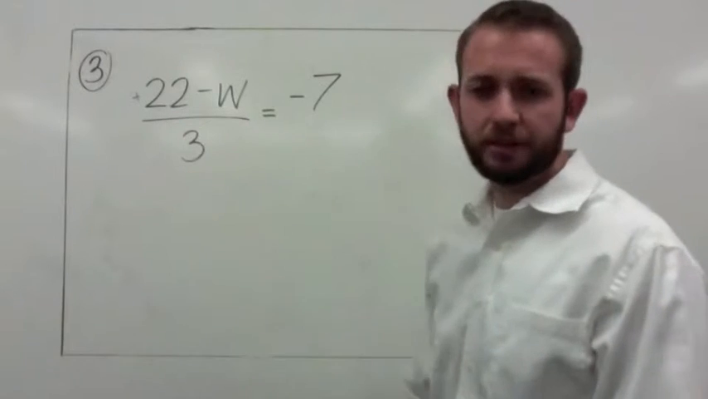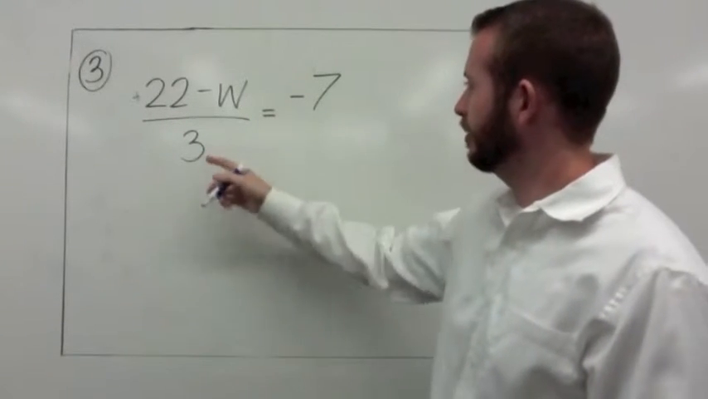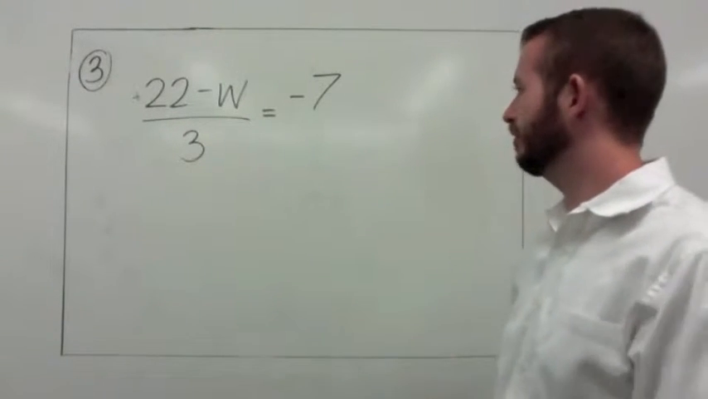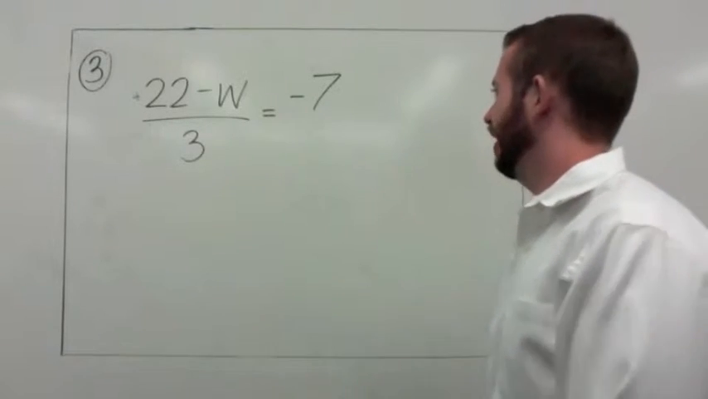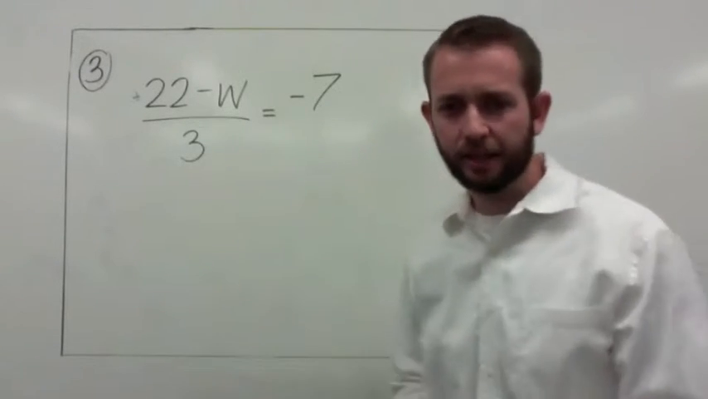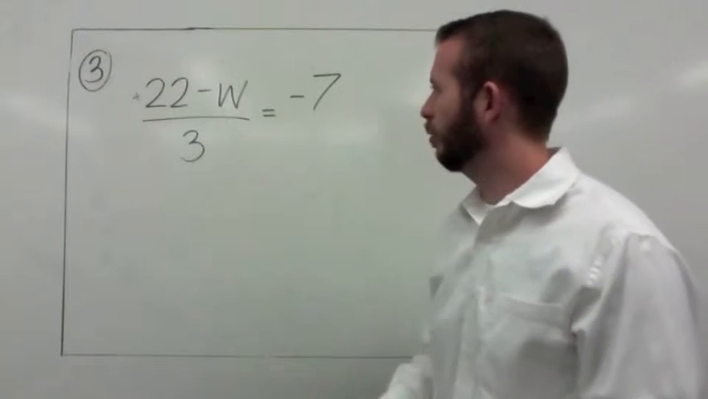So we might have to undo that at some point. And this is being divided by 3. Well, if it's being divided by 3, how am I going to undo that? So there's lots of steps here. Let's go ahead and address what to do first.